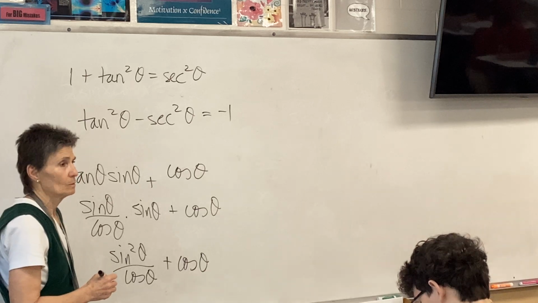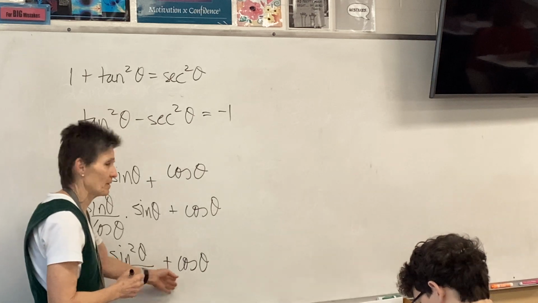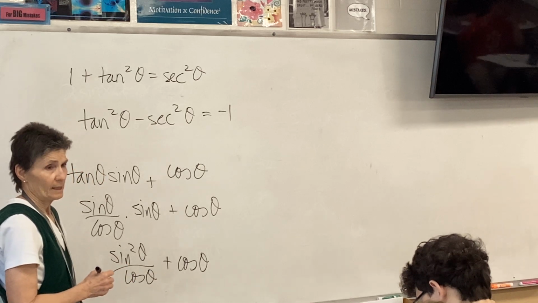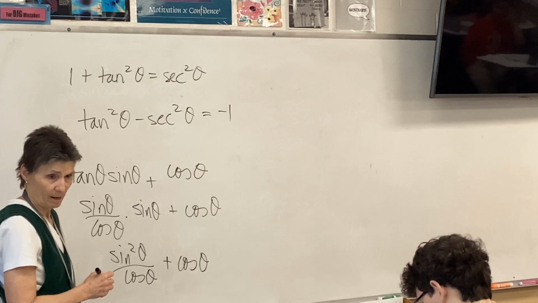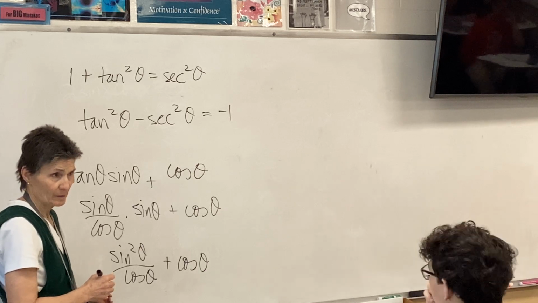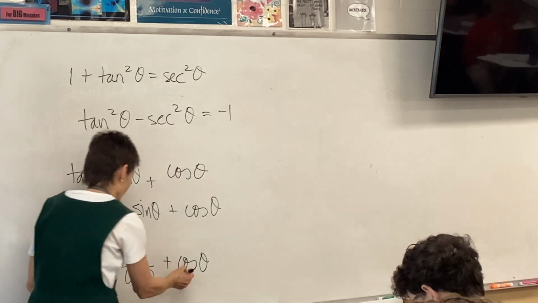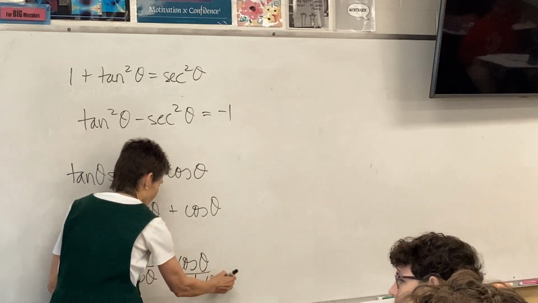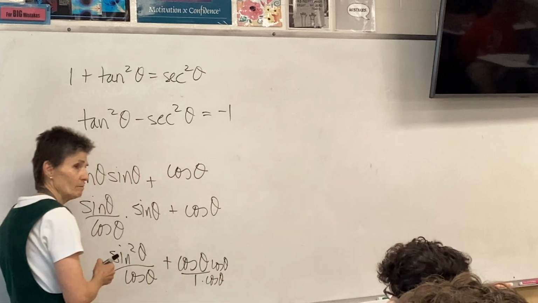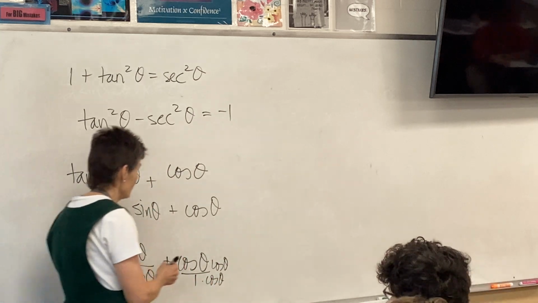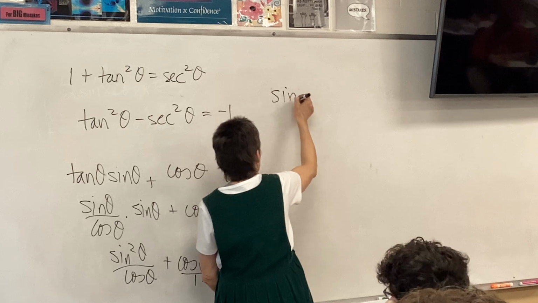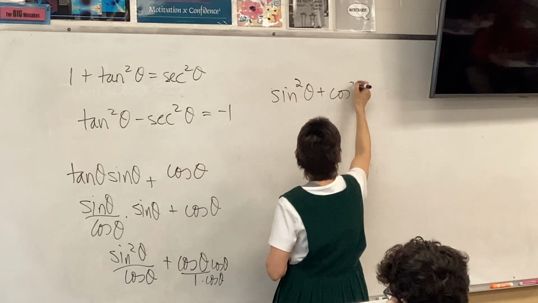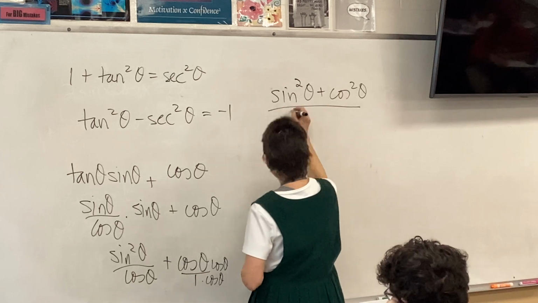Well, what do we do when we want to add a couple things like this? What do we need to do? Get a common denominator, isn't that a fraction? So I'll get a common denominator, that would be cosine squared over cosine. So what happens when I add them? I get sine squared plus cosine squared over cosine.